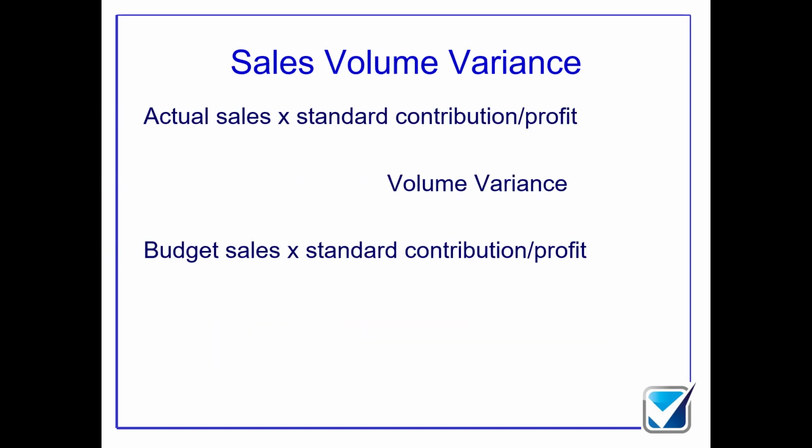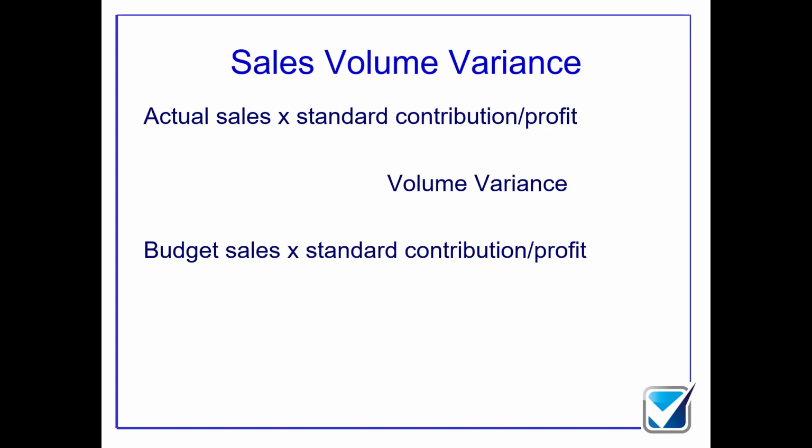The sales volume variance shows the impact on profits. So it shows the impact on profits by selling more units. And what we have is actual sales multiplied by standard contribution or standard profit. And then we compare that with budgeted sales multiplied by standard contribution or profit. There's lots of things to point out here, please, guys. So just pay attention very, very quickly.